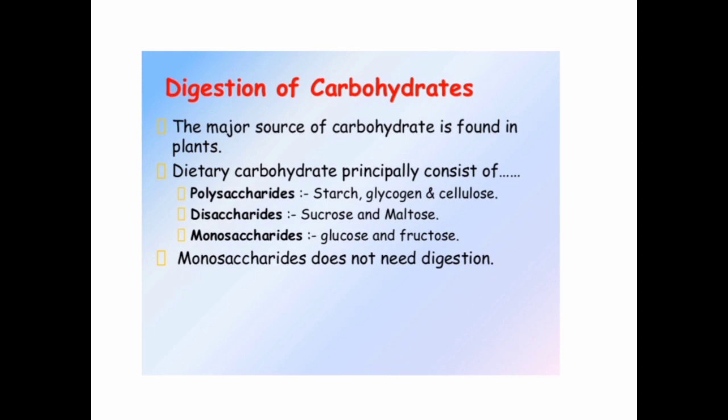If we talk about disaccharides, examples are sucrose and maltose. Each of them, sucrose, has 2 glucose units. You will see the breaking down as you go. For monosaccharides, an example is glucose.